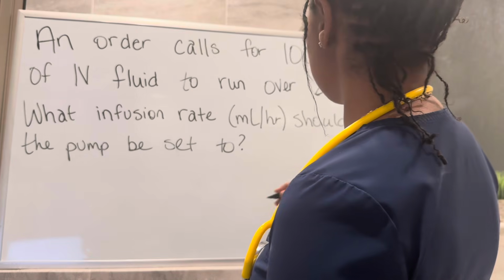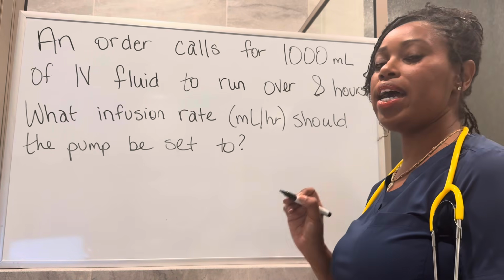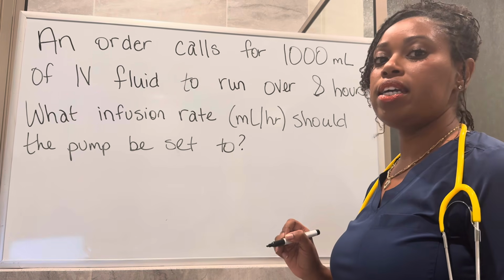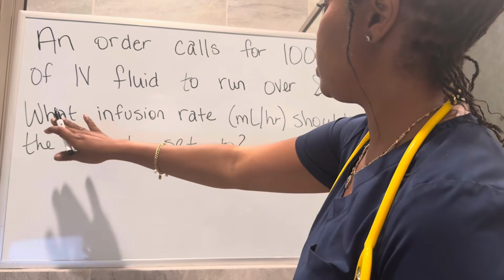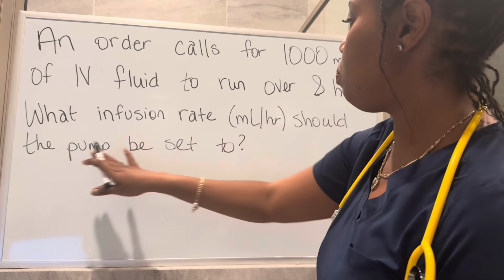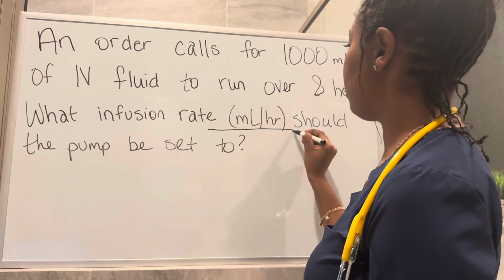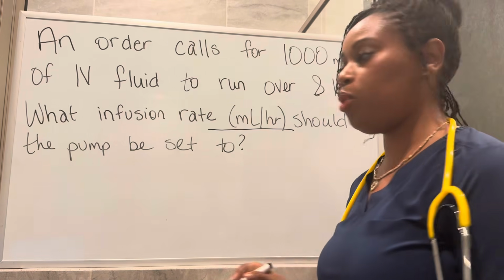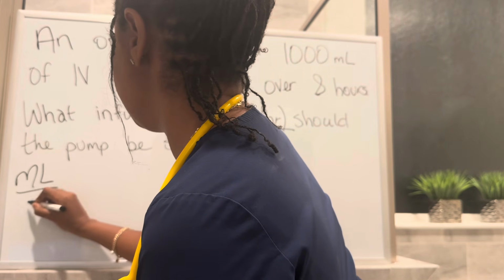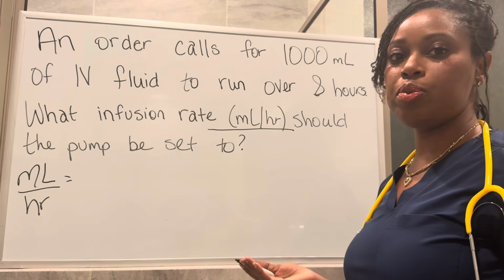All right, so let's see what it's asking us for first, because we know that we want to start off the equation with what it's asking us for so that we know that we can be left with that at the end and nothing else, okay? So it says, what infusion rate in milliliters per hour should the pump be set to? So we know at the end, we want to be left with milliliters per hour. So let's go ahead and work this problem out, okay? Milliliters per hour.